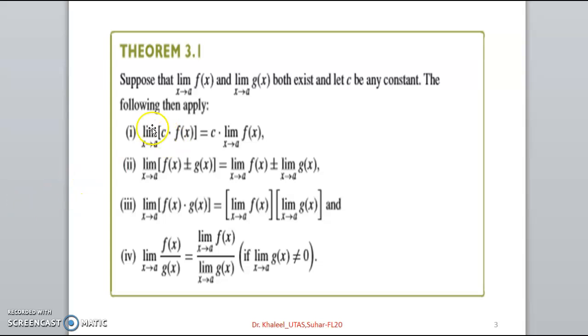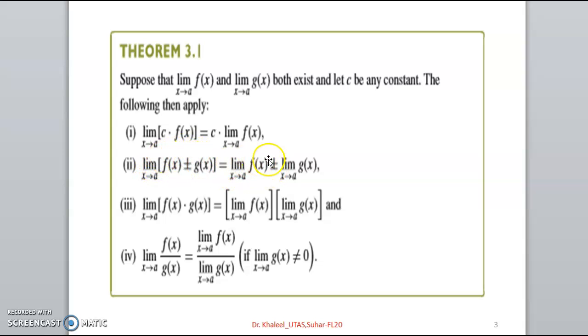Here are some more theorems in finding the limits, and note that c is any constant, meaning a real number. What it says: the limit of a constant times any function, the constant comes out, and we find the limit of only the function. The limit of the addition or subtraction of two functions means I find the limit of the first function and the limit of the second function.